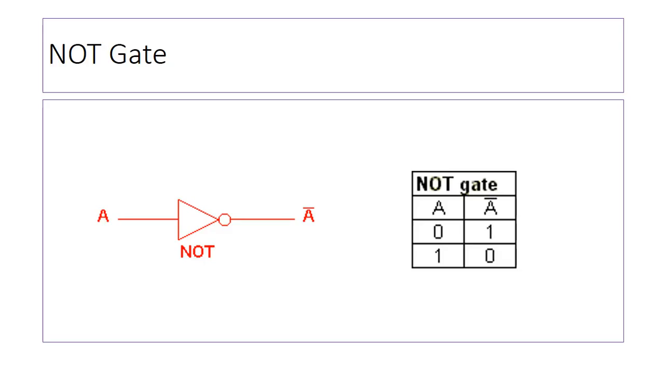We've also got the NOT gate, and this is a really nice easy one to get your head around. Whatever comes into it gets reversed. So if 0 is coming in, we get 1 on the other side. 1 coming in, we get 0 on the other side.